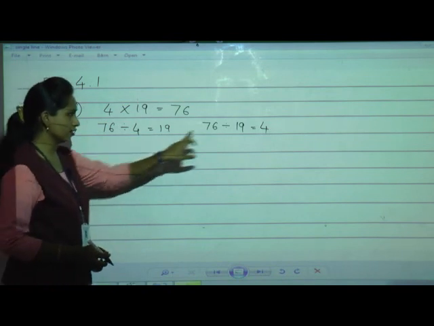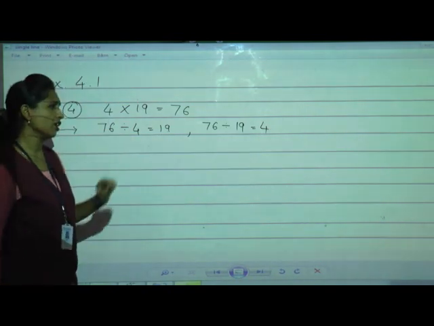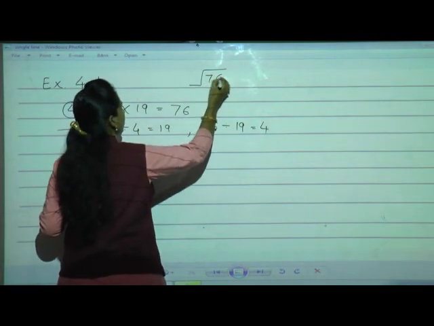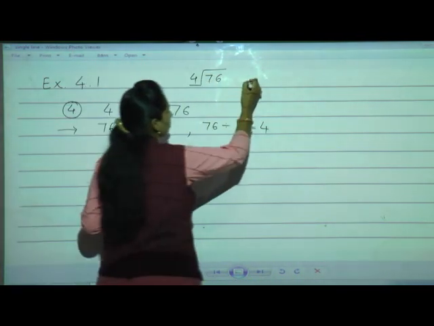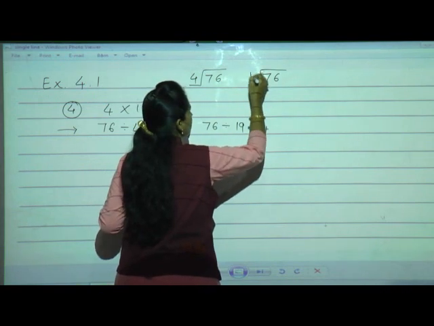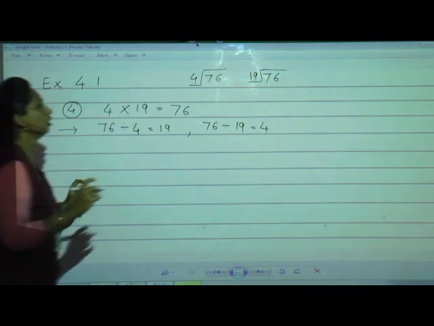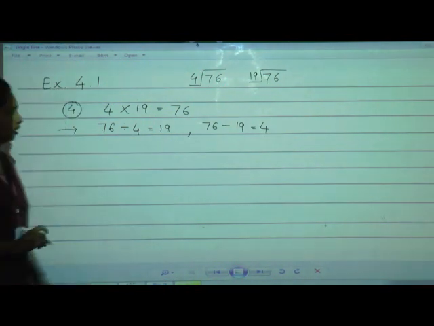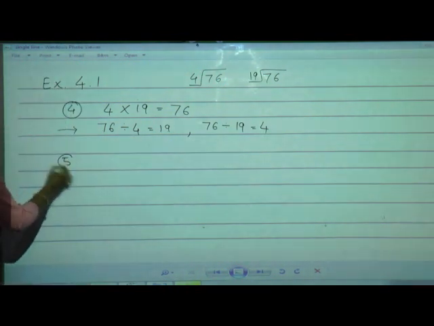Is it the correct answer? Yes, your doubt is correct. You can cross check. Do it this way and cross check this sum and this sum also. You will get the correct answer, whether it is correct or not. Okay, now I will go with the fifth question.